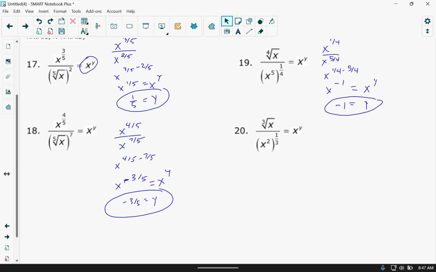Okay, number 20 says the cube root of x on top, and then x squared in parentheses to the 1/3 power. So this is going to give me x to the 1/3 on top. And then down at the bottom, it's going to be x to the 2/3. So then we have x to the 1/3 minus 2/3. So that's going to be x to the negative 1/3 equals x to the y. So that means y is equal to negative 1/3.